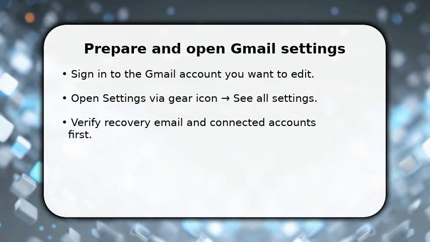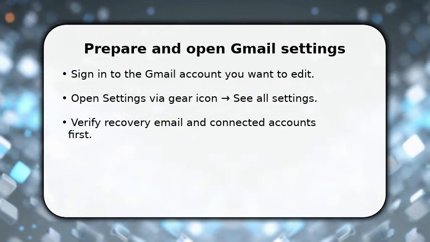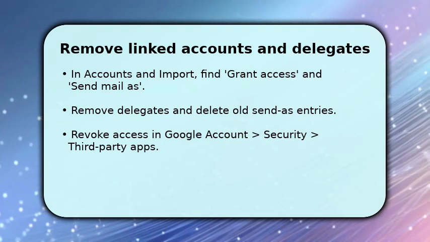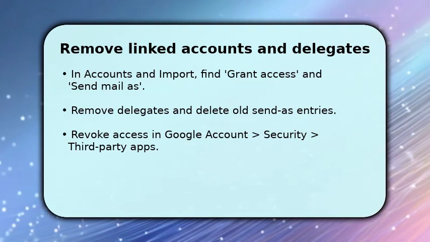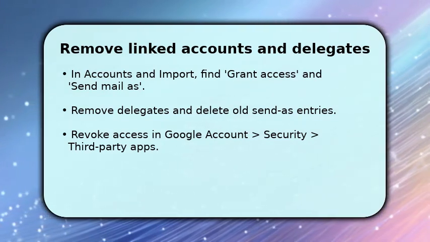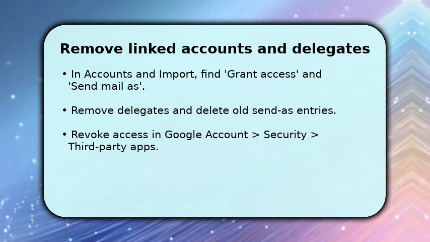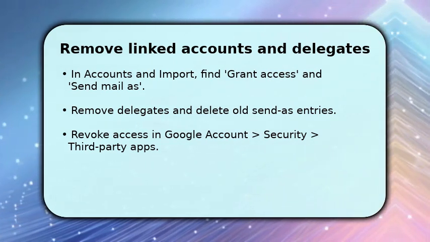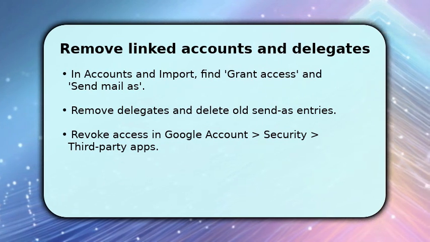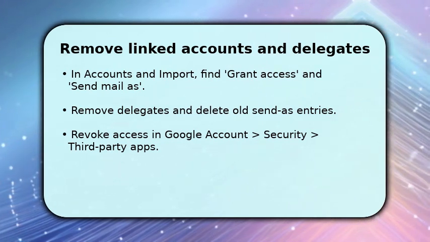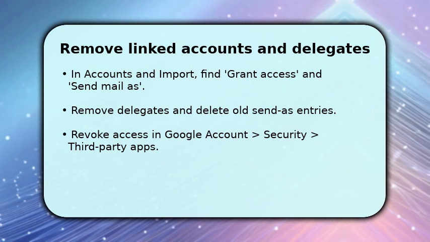Now move to the linked accounts list so you can remove the old addresses safely. You're now in the center of the process. Remove Send As addresses and delegates. In Accounts and Import, click Delete next to any old address under Send Mail As, and remove any granted delegates by selecting Remove next to their name. Make sure to confirm prompts so changes take effect.